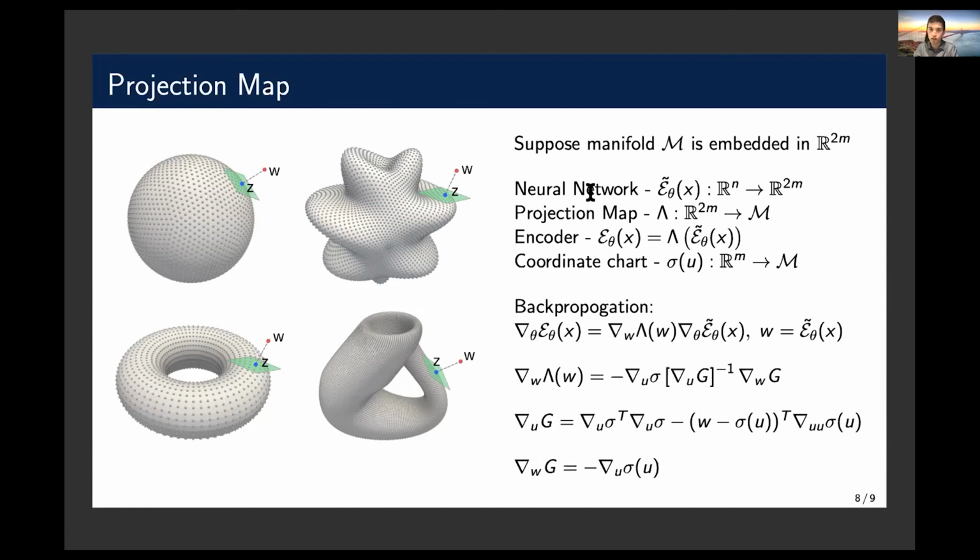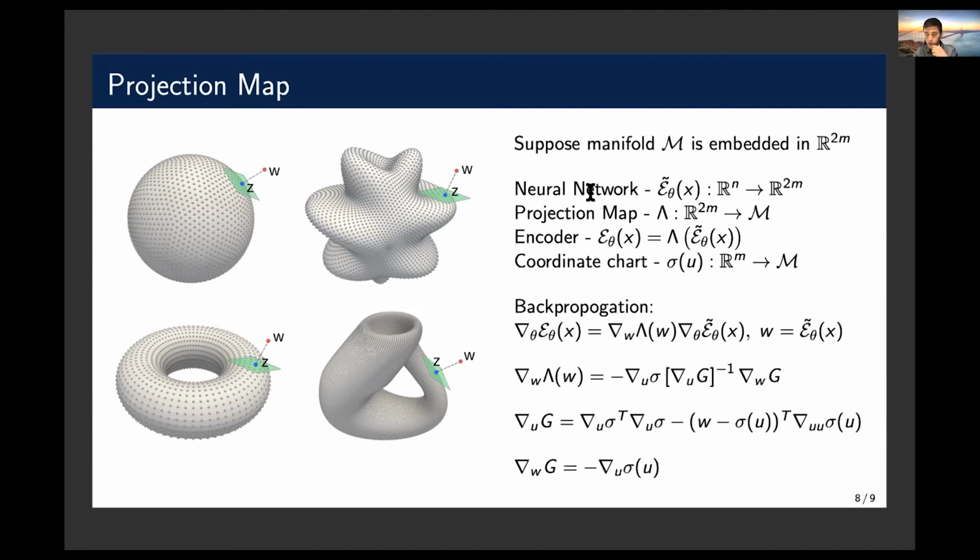Then after we've done that, we apply a projection map mapping from the embedding space, and we project onto the manifold. All that we really require here is that we don't require an analytic function for the projection map or for the manifold. All we really need is a point cloud representation of the manifold, and then our projection map can just be sort of like a nearest neighbor search, finding the nearest point on the manifold.